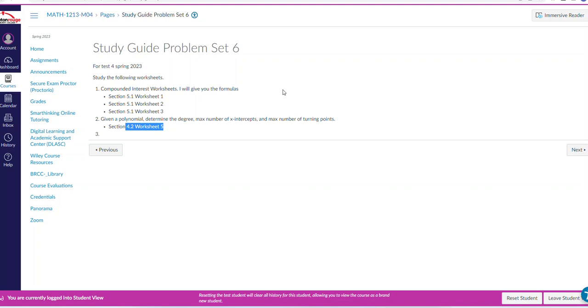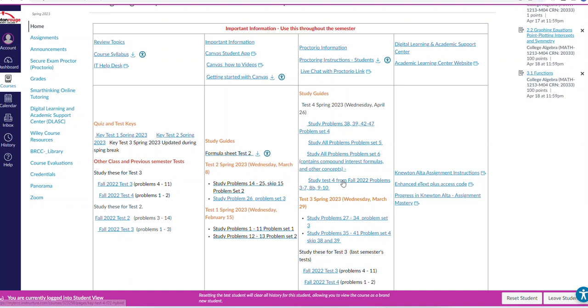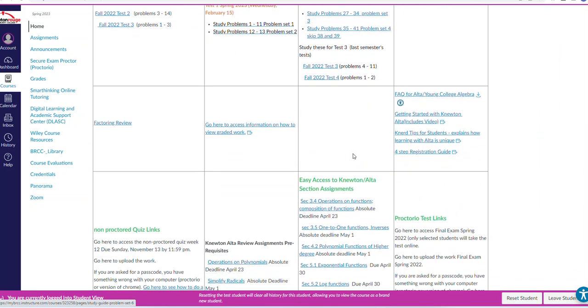All right, and then right here, this is test 4 from last semester, but notice that when you go to it, there are some extra problems that were on test 4 from last semester. So if all you're doing is studying test 4 from last semester, you're going to be missing a few problems on this semester's test. So be careful. Make sure you're looking at problem set 4, problem set 5, problem set 6. Okay?